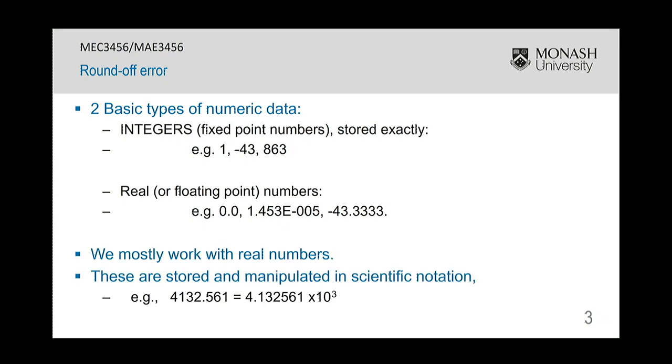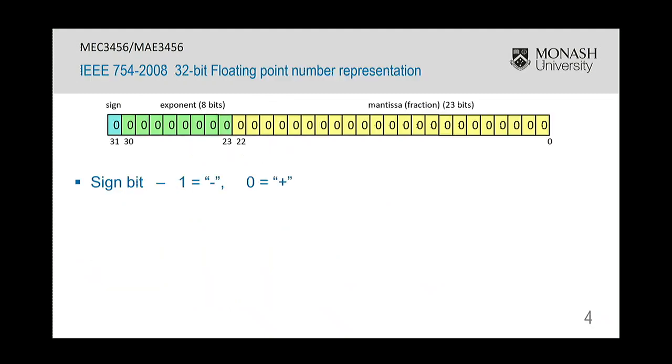In this unit, we are mostly going to work with real numbers, and these are stored and manipulated in scientific notation. That means the number, for example, 4132.561, will be stored as 4.132561 multiplied by 10 raised to the power 3. Of course, things will actually be stored as binary integers, but they use this same basic idea. We're going to look at how a 32-bit floating point number is represented. It's equivalent in 64-bit architecture, however the numbers just get a lot bigger.